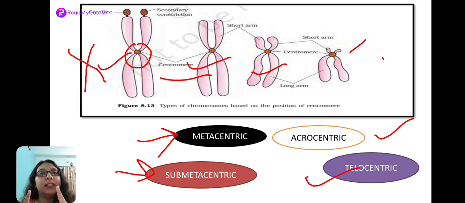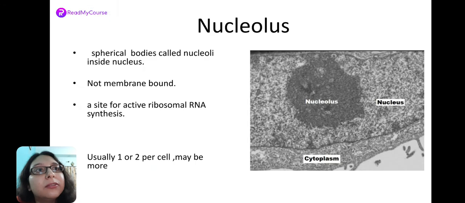If it is in the middle, that is M for middle, it is metacentric. So M for M, middle for metacentric, right? And if it is near the tail, that is telocentric. So T for T. So metacentric, submetacentric, acrocentric and telocentric. Now let's move on to the next slide.